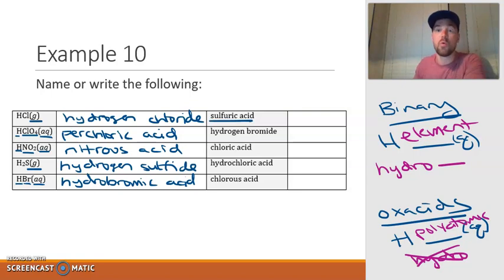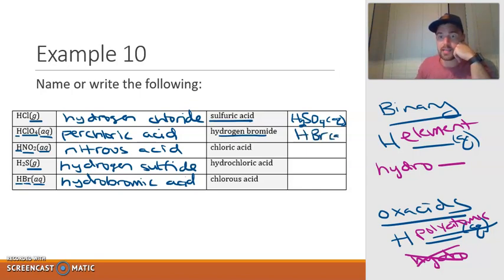Sulfuric acid. Well, I know it's an acid, so it starts with hydrogen and it's aqueous. But there's no hydro, so it must be a polyatomic ion. What polyatomic ion sounds like sulfuric? Well, the ic ending tells me that it's coming from sulfate, which is SO4. And since sulfate's -2, I need 2 hydrogens. Hydrogen bromide. Notice that's not an acid, so I'm just going to write HBr, and it's in the gas form.